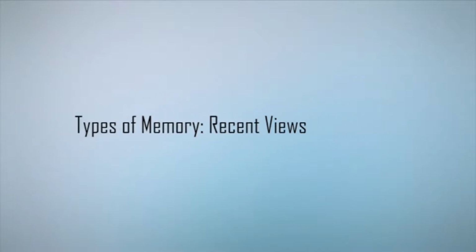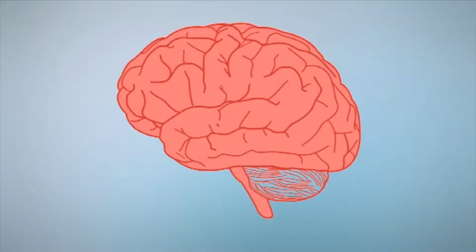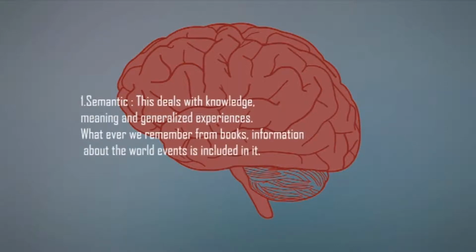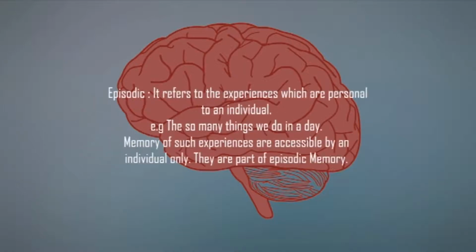Types of memory as per recent views. In recent years, psychologists have conceptualized memory into 4 types. Semantic. This deals with knowledge, meaning, and generalized experiences. Whatever we remember from books, information about the world, events is included in it. Episodic memory. It refers to the experiences which are personal to an individual.